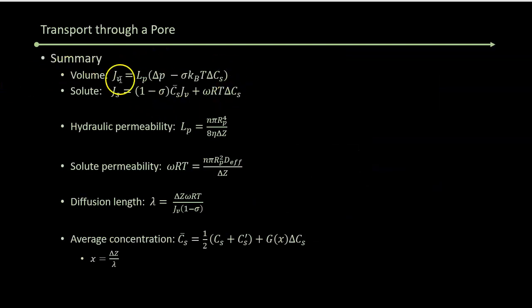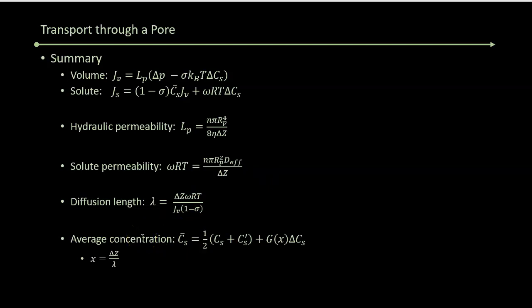And so in summary, we've got our volume transport, our solute transport, our hydraulic permeability, our solute permeability. We've got a characteristic diffusion length, and this characteristic diffusion length depends on the exact properties of the size of the pore, the solute permeability, the flow rate. It depends on all these things, the reflection coefficient, right? It gives us a characteristic length for this. And then this average concentration, they go into more detail.